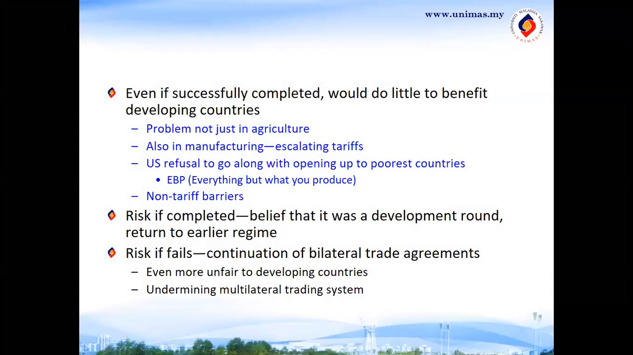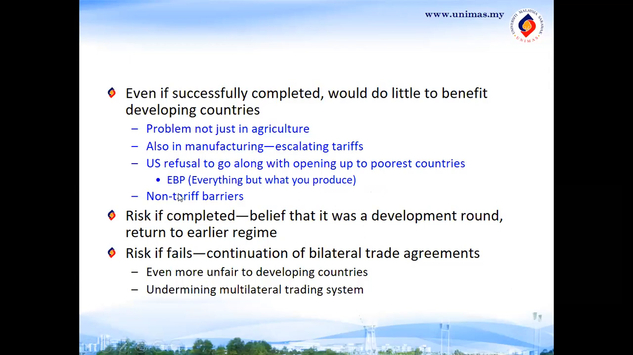And even if it is successfully completed, this round would do little to benefit developing countries for many reasons. Number one, the problem was not just in terms of agriculture, as I said, many of the developing countries are still doing that, and also in terms of manufacturing, the rate of tariffs imposed by developed countries on products exported to developed countries, for example. So that is a disadvantage.